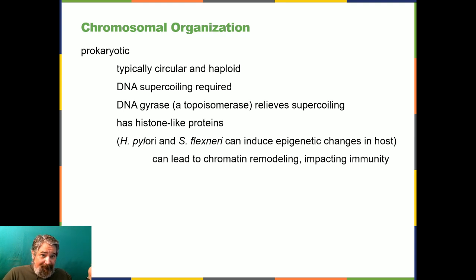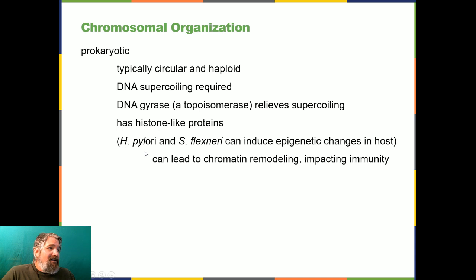Now, in prokaryotes, which is more of our primary focus in this course, their chromosomal organization is a lot simpler. Most prokaryotic chromosomes are circular, typically, and they are typically haploid, except the Deinococcus, I think I mentioned with the extremophiles, which have up to 8 copies of their chromosome. They still require supercoiling. They use DNA gyrase to relieve that. They have histone-like proteins. The archaea have proteins that are more eukaryote-like than bacteria do.